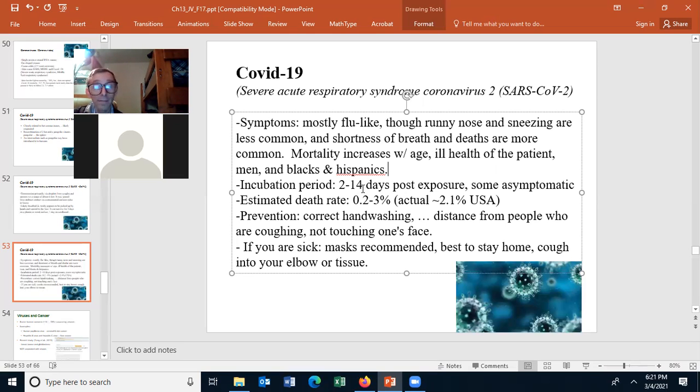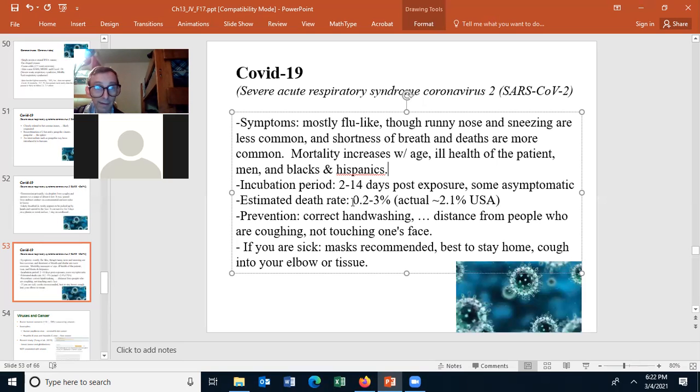And you can spread the disease, I think it's like day 3 or day 4. So after you're infected, 3 or 4 days after that, you can spread the disease even though you have no symptoms.